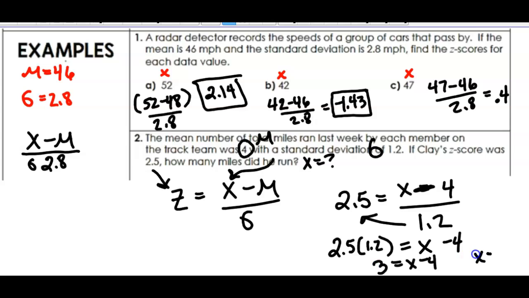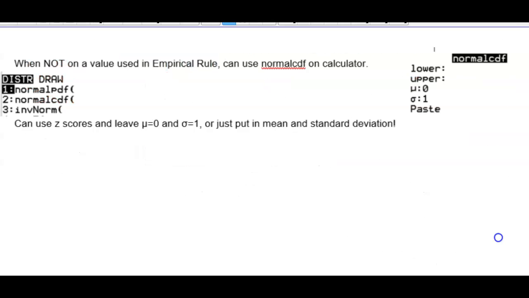And if you add 4 over there, you get 7. So he ran 7 miles. I'm not sure that kind is on anything. All right. Then we're going to do one last little piece.